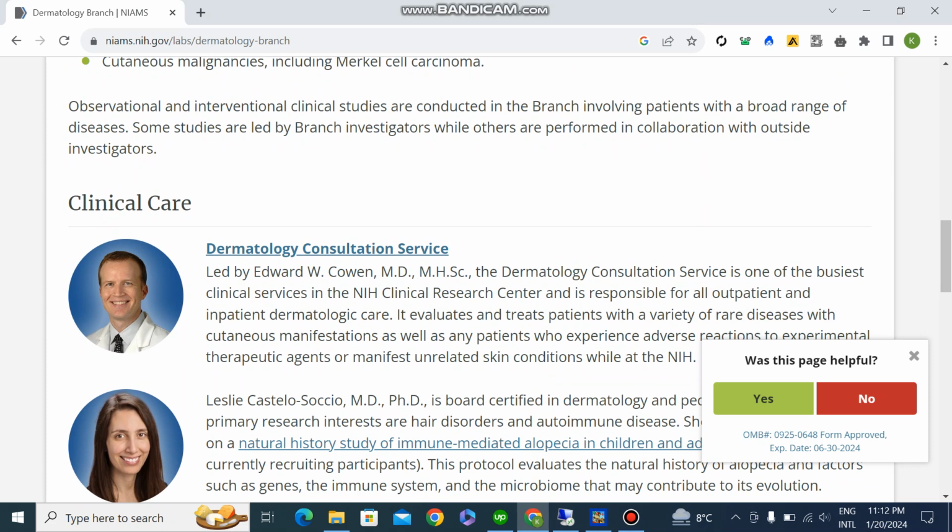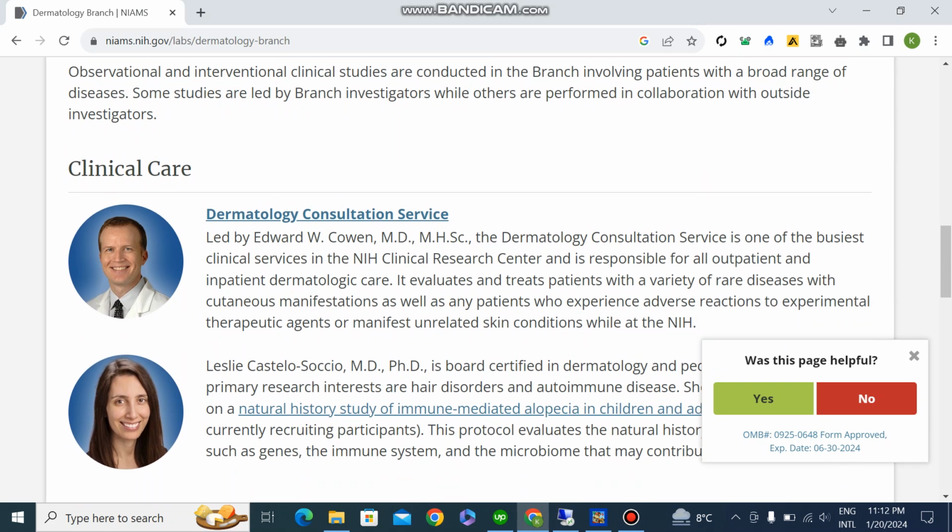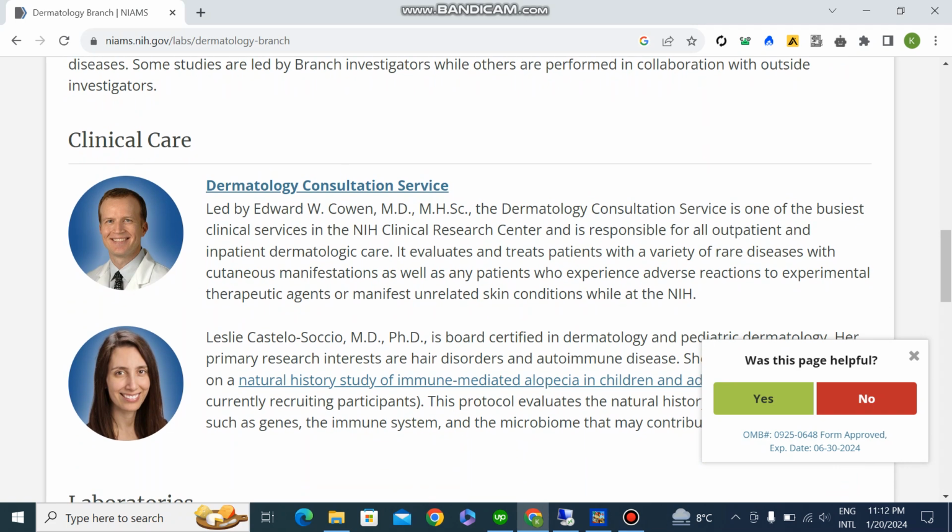Clinical care: the dermatology consultation service, led by Edward W. Cowen, MD, MHSc. Our dermatology consultation service is one of the busiest clinical services in the NIH Clinical Research Center and is responsible for all outpatient and inpatient dermatological care. It evaluates and treats patients with a variety of rare diseases with cutaneous manifestations as well as any patient who experiences adverse reactions to experimental therapeutic agents or manifests unrelated skin conditions while at NIH.